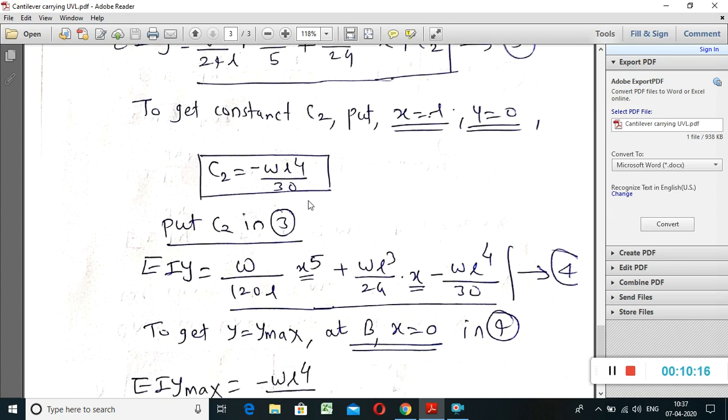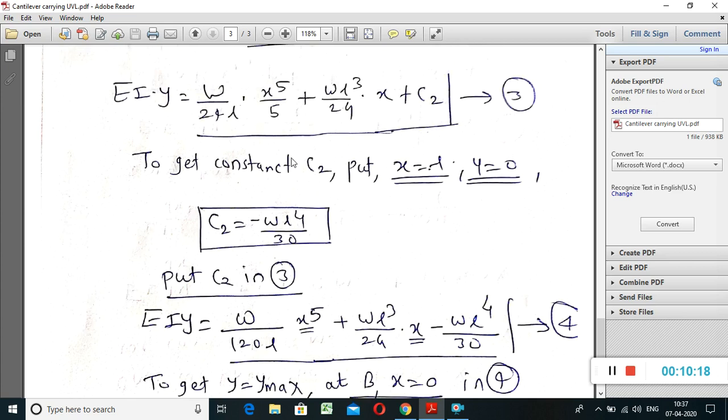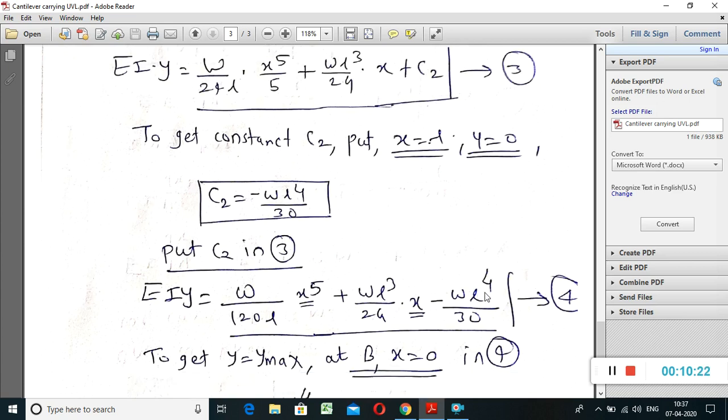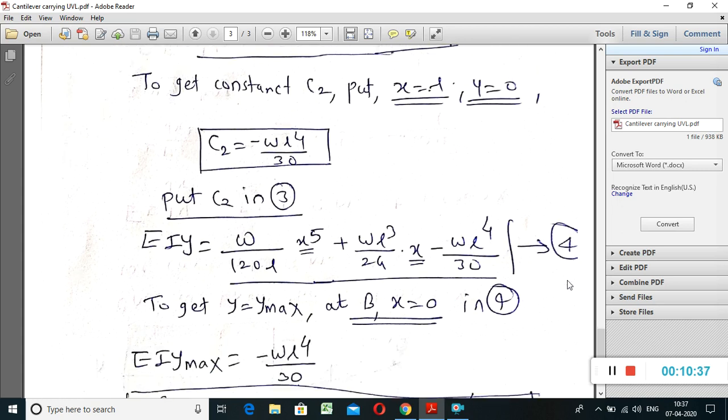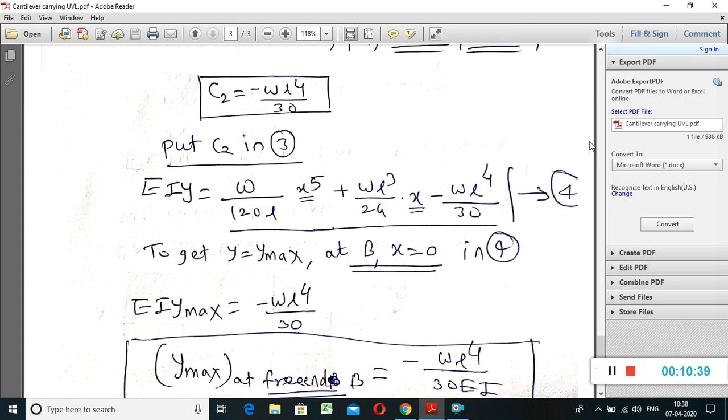After getting C2, put this C2 back in the expression of EIy. So I have put C2 here. You can check it. This will be our general expression for EIy, which is applicable to any point between A and B, that is from 0 to L. So this is our last expression, expression number 4, from which we can find the y max. Where will the y max come? In all cases of cantilever, y max always comes at the free end. So the free end is B.